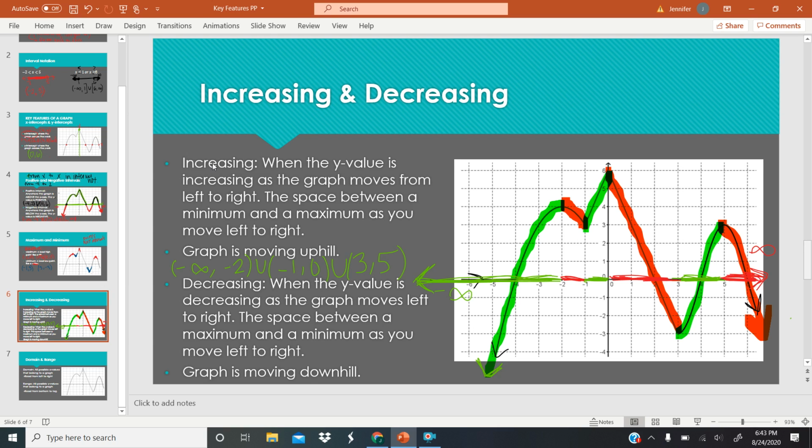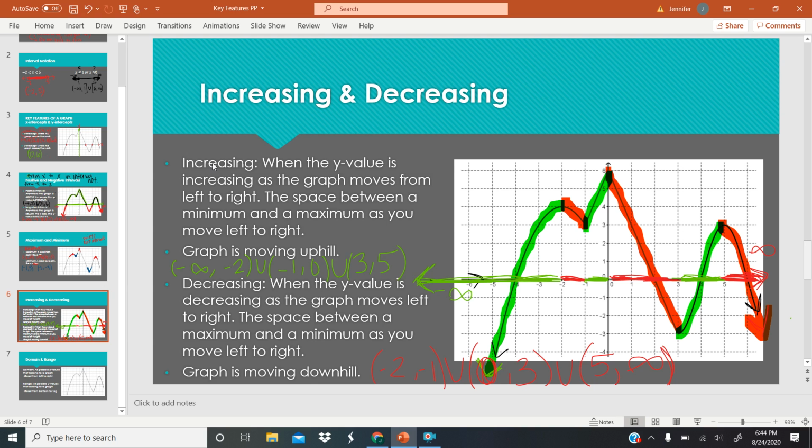So for the decreasing interval, the way that you would write it is you're going from x equals -2 to x equals -1, and then union, and then from x equals 0 to x equals 3, and then union, and then from x equals 5, and then it points off to the right, and so that's going to go all the way to positive infinity. So that would give you those increasing and decreasing intervals.